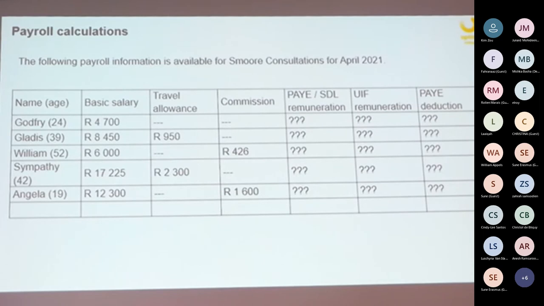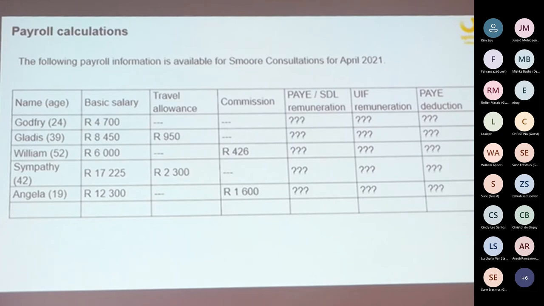I can't remember what the cap is at the moment. Go onto Google quickly. Type into Google, UIF remuneration limit, 2022. I think it's 17,585 or something like that. UIF remuneration limit is 17,712. UIF remuneration cannot be more than 17,712.